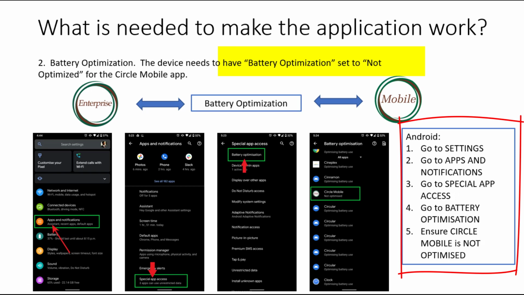The last key setting is the battery optimization. When the device goes into low power mode, location services and notifications will not work when the Circle Mobile app is running in the background. On the Android, go to Settings, then go to Apps and Notifications, go to Special App Access, then go to Battery Optimization and ensure Circle Mobile is not optimized.